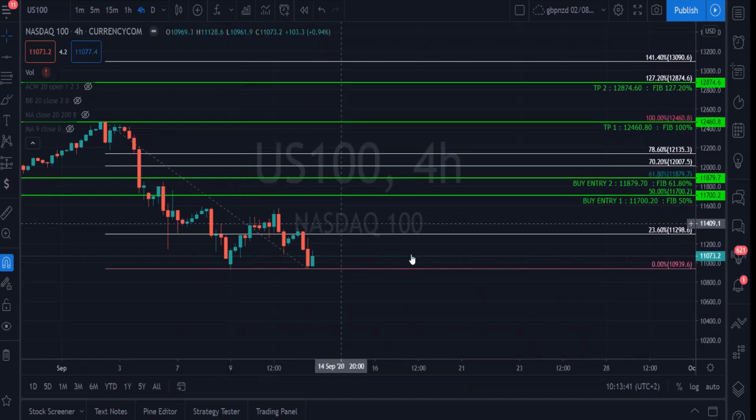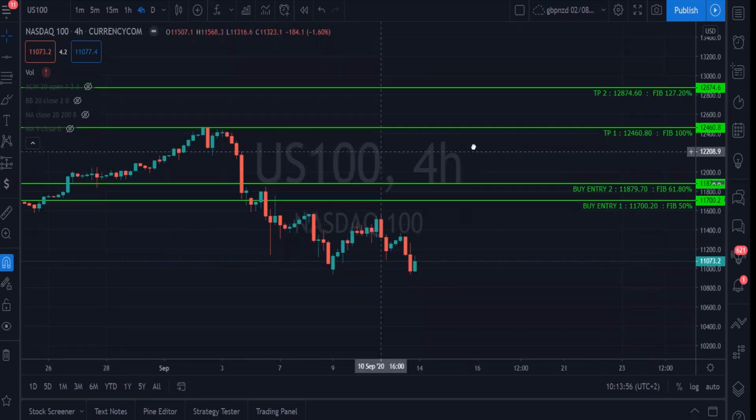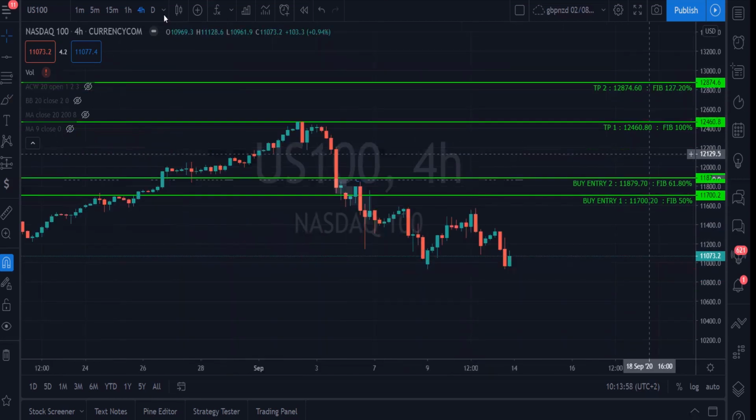Right, so I go into my Fibonacci. So now we know we're going to do a buy entry here. We're going to do a buy entry here. We're going to do TP1, TP2, and then we're done with buys. Okay, so for now, let's just delete Fibonacci, and we've got 4 horizontal lines left over.